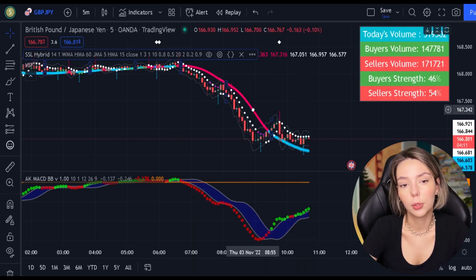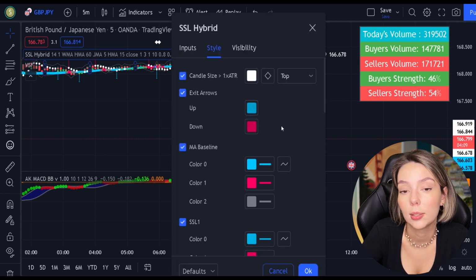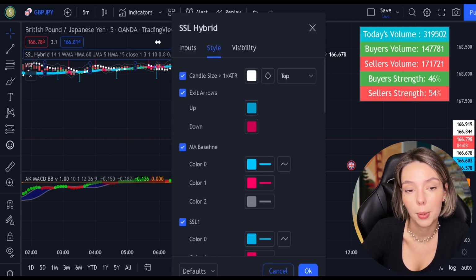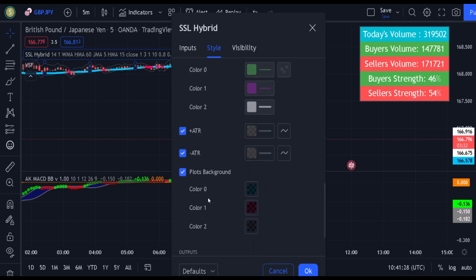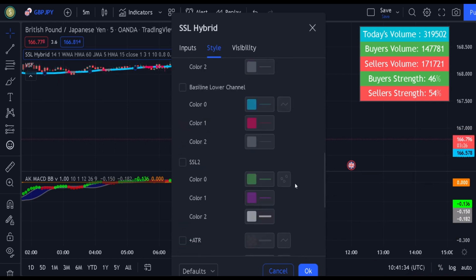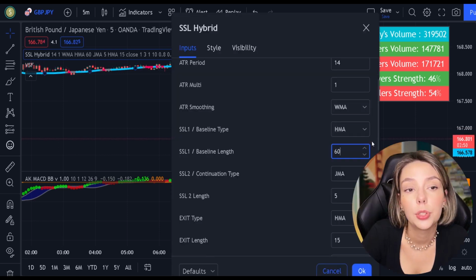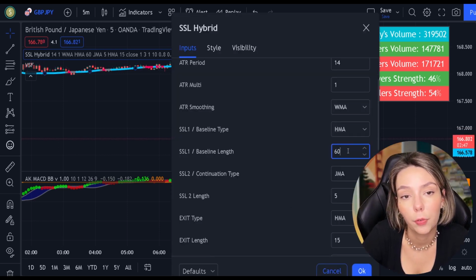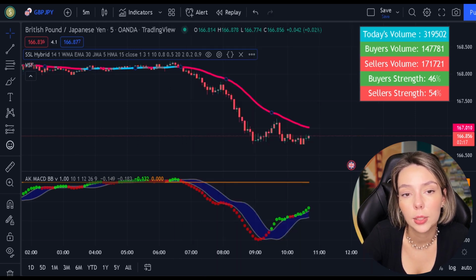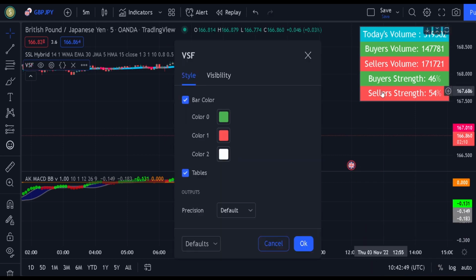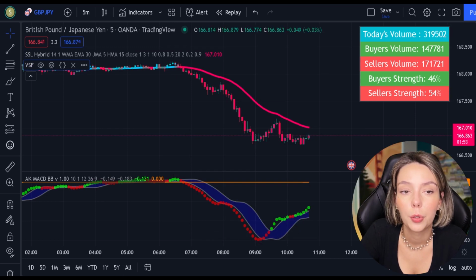Now let's double click on the indicator, and in the style section let's get rid of everything except for the MA baseline and the bar colors. In the input section, let's change the baseline length from 60 to 30 and the baseline type from HMA to EMA. And finally, let's access the settings of the volume indicator and get rid of the bar colors. Okay, we are finished with our adjustments.